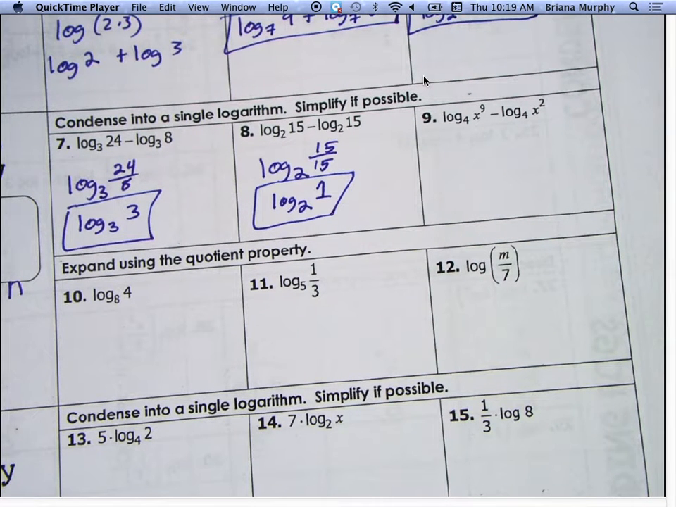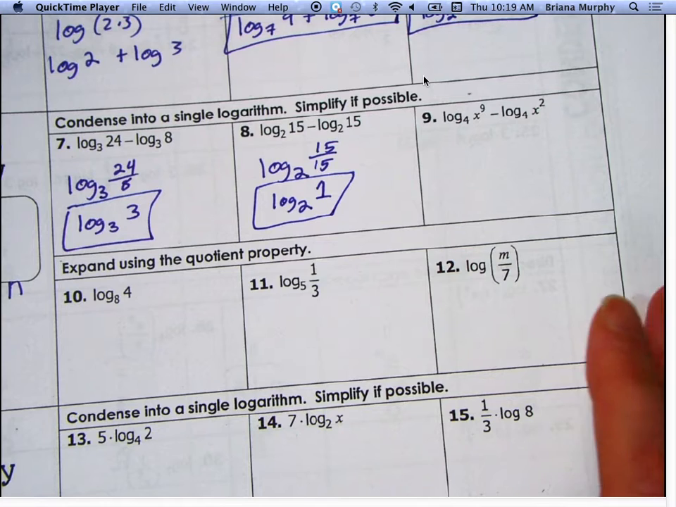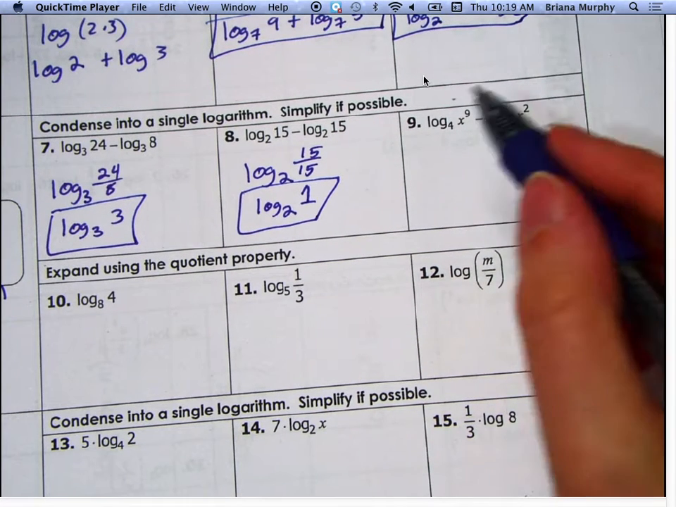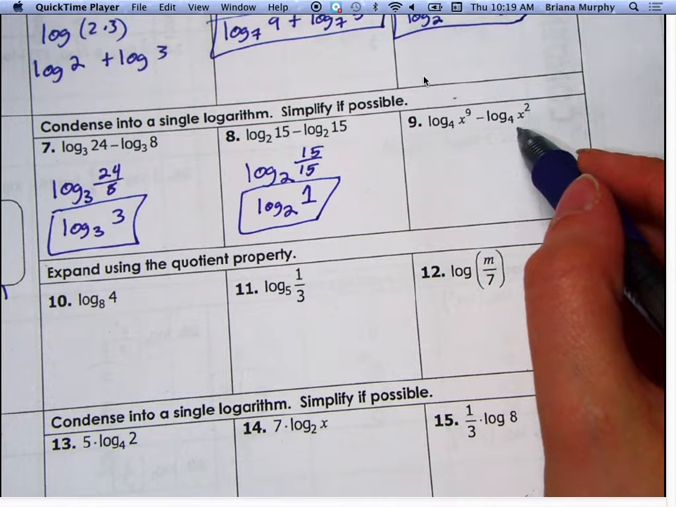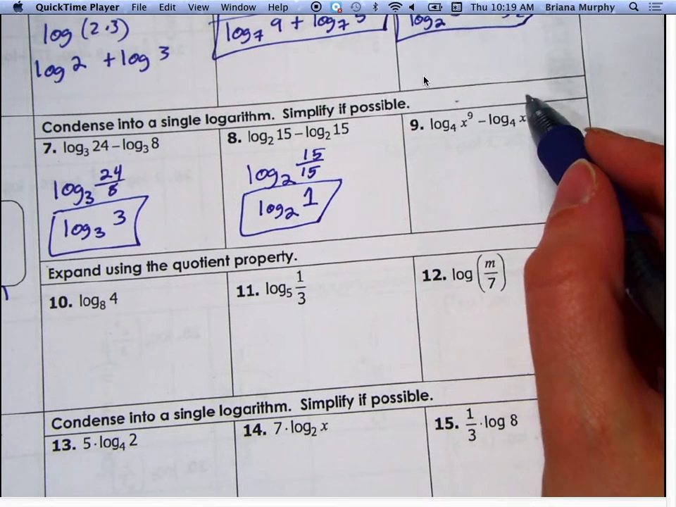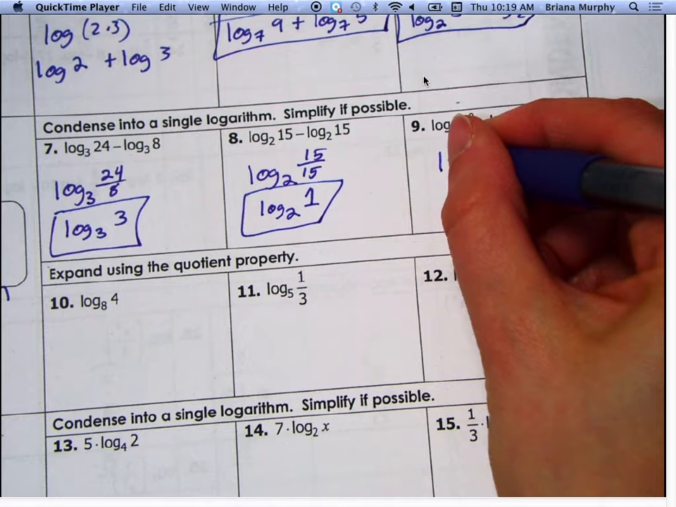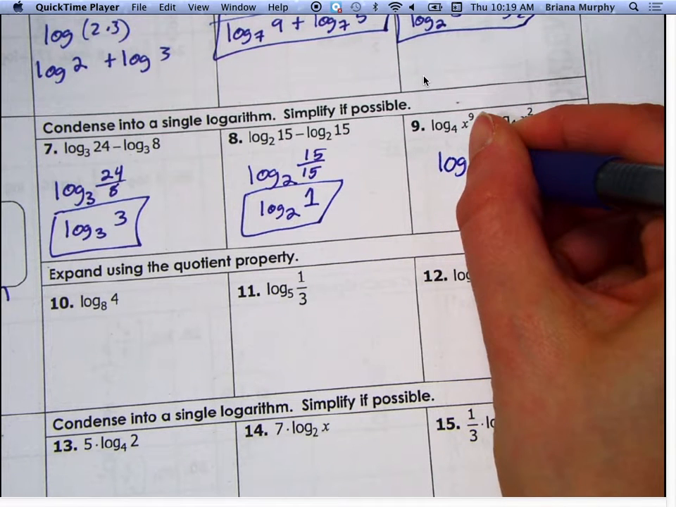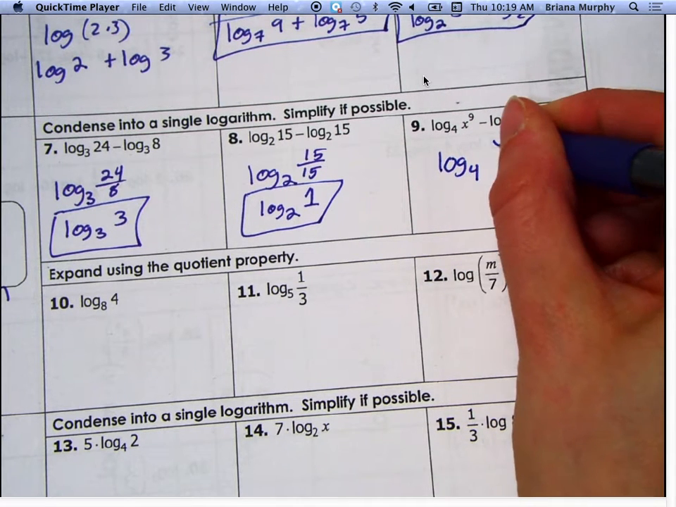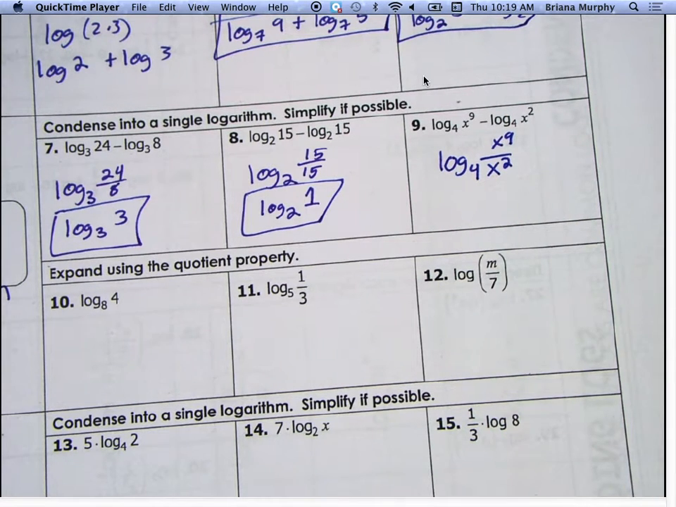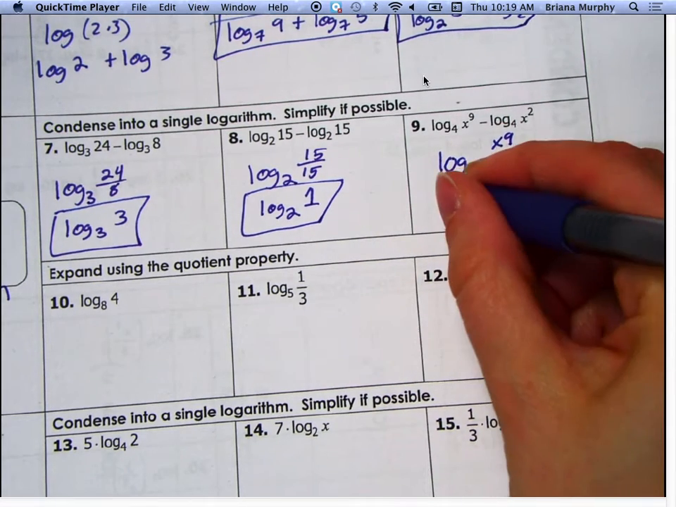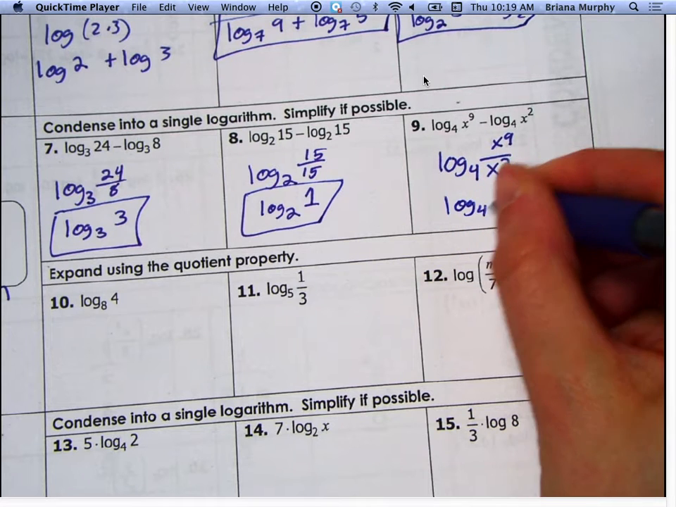Okay. Now I've got log base 4 of x to the 9th minus log base 4 of x squared. So this gives me log base 4 of x to the 9th over x squared. And what does that give me, guys? I've got 2. Yes, good. Log base 4 of x to the 7th.